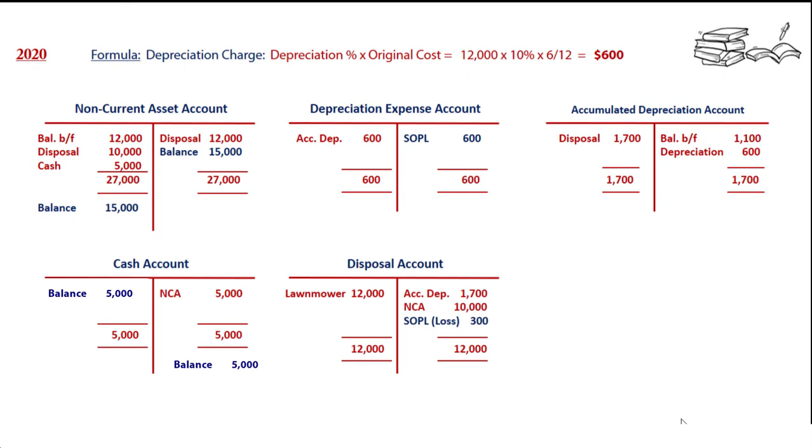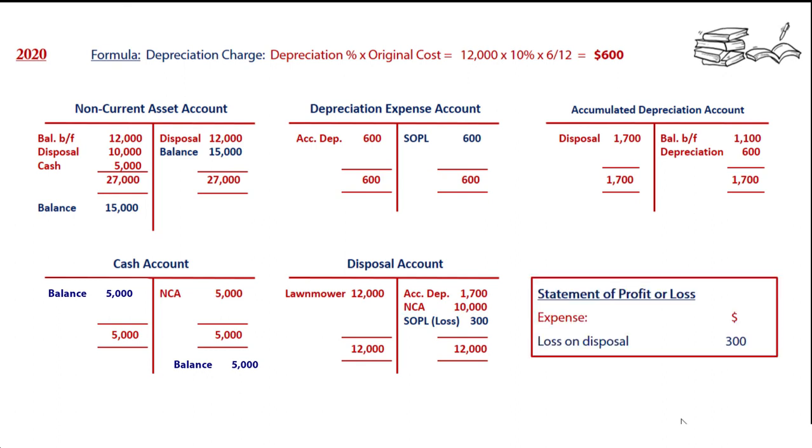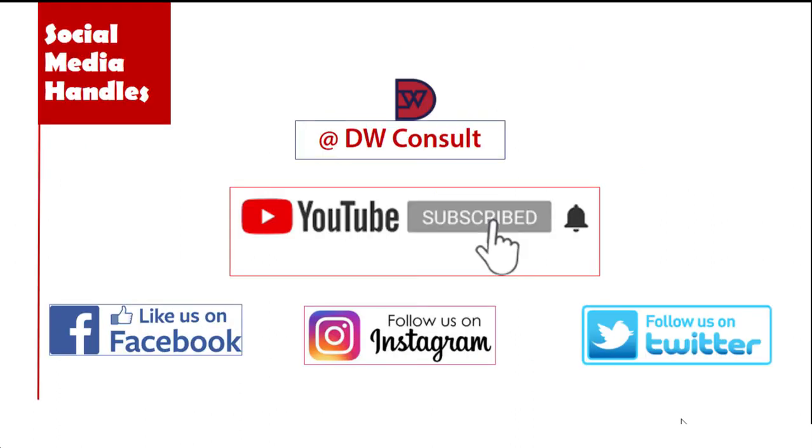So once the balance is on the credit, we would have to go to the income statement and debit it. Any debit in the statement of profit or loss or the income statement is an expense. So once it's an expense, it will be what? A loss on disposal. So this is where we're going to bring our lecture to an end.